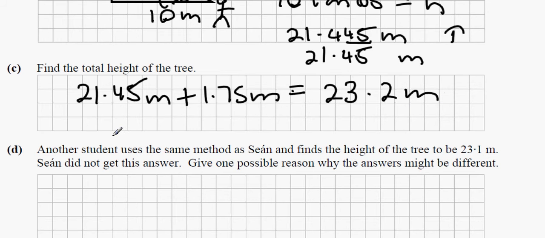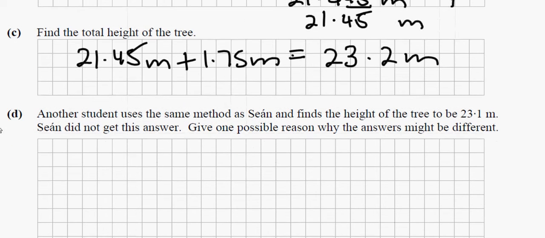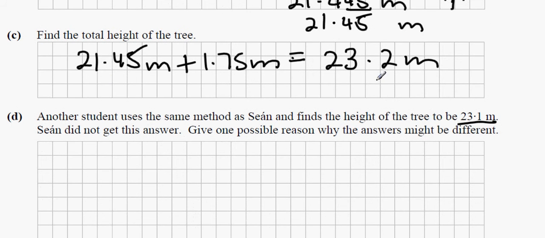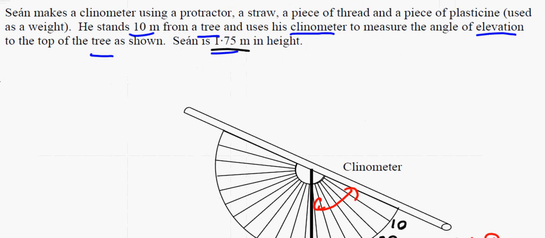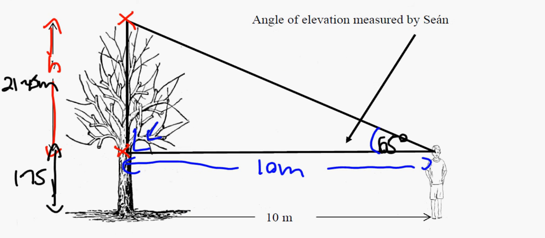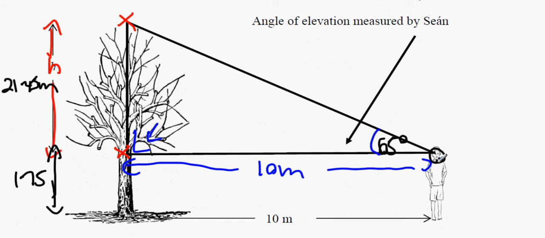Okay. Another student uses the same method as Sean and finds the height of the tree to be 23.1. Now as you can see, it's just a small bit out. Sean did not get this answer. Give one possible reason why the answer might be different. Now remember, Sean gets this reading by using his eyesight. If another kid came along who's not Sean and did the same experiment, he might have read a slightly different angle. He could have read like 64 or 65 degrees, for instance, okay? So what you can say is there could have been a human error in the difference of getting the angles.